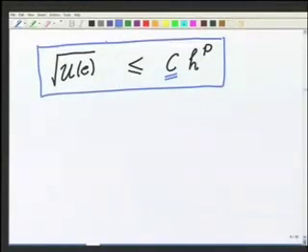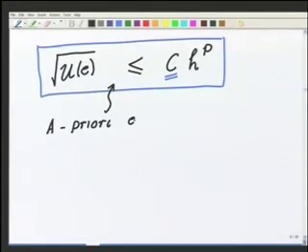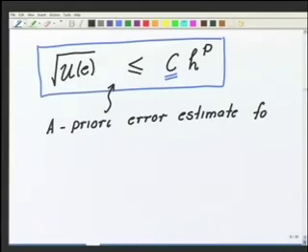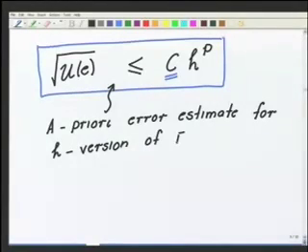Okay? So this is called the a priori error estimate for the H version of FEM. What do we mean by the H version?